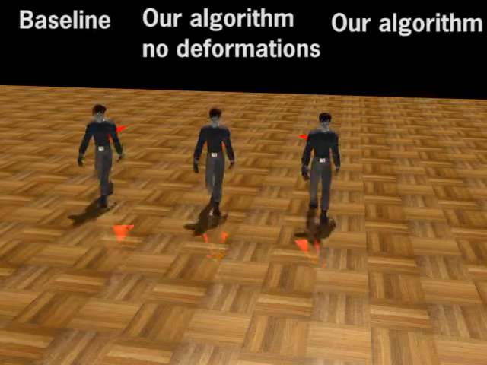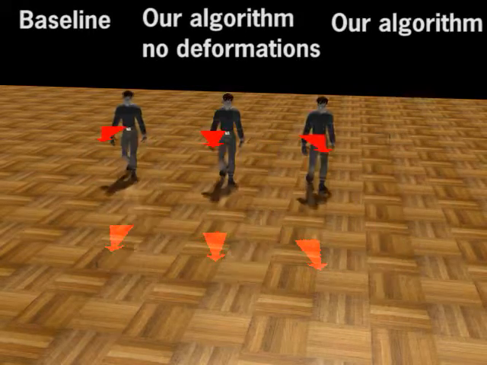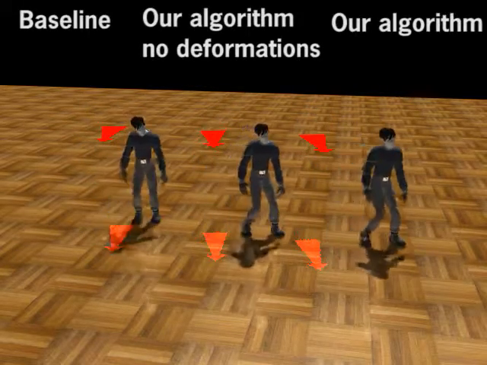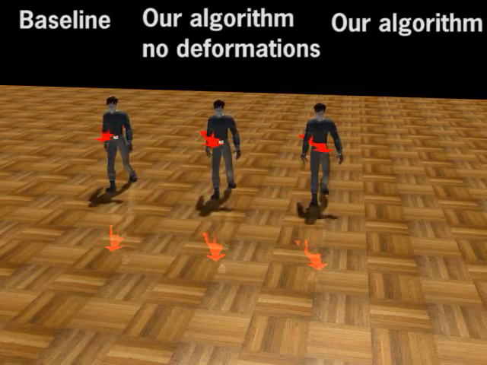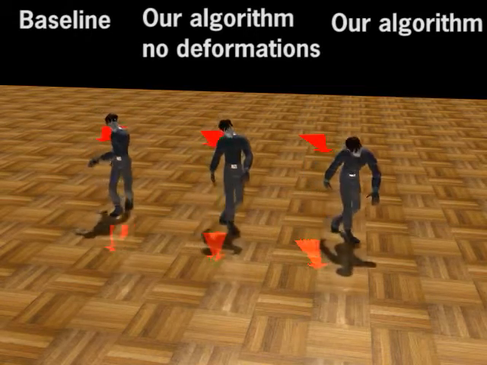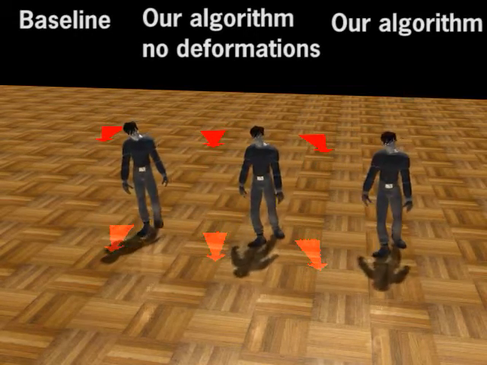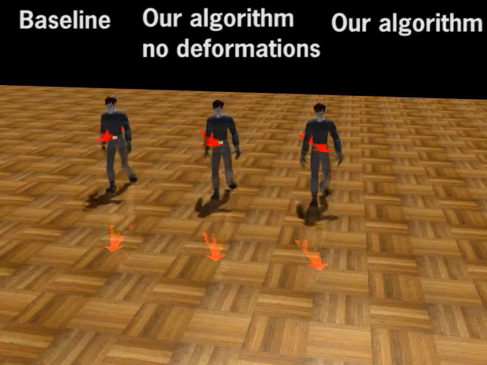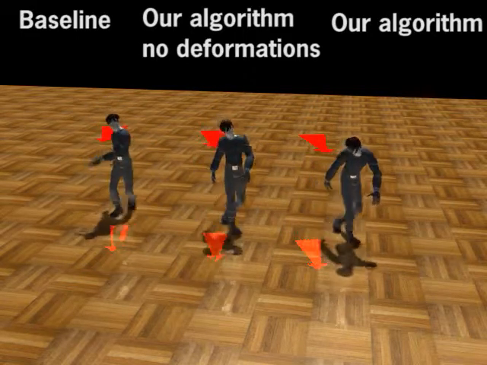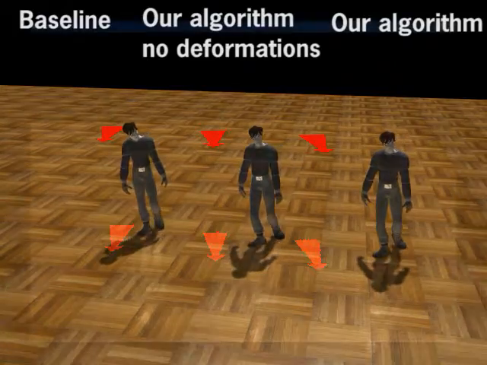The baseline response is on the left, and our method is on the right. Our method responds better to the actual push. The deformations are important. In the middle, we show what happens if we don't deform the example. In this case, the actor responds to the wrong push.